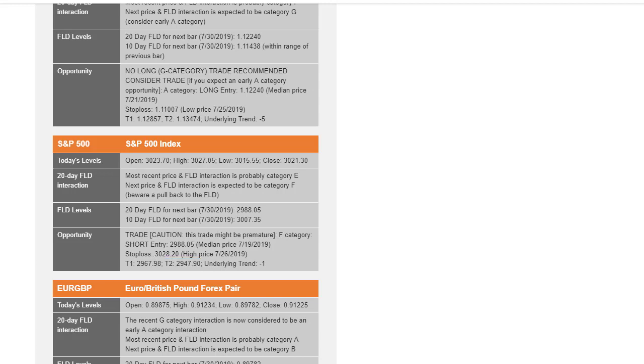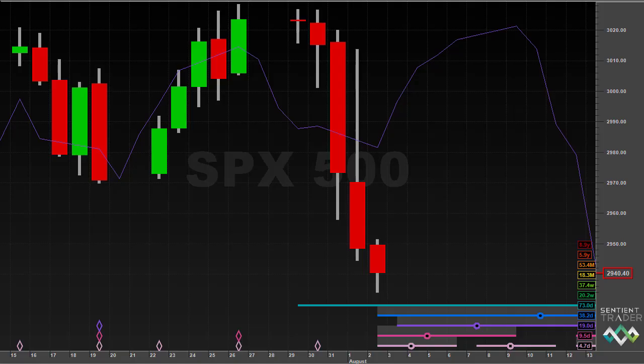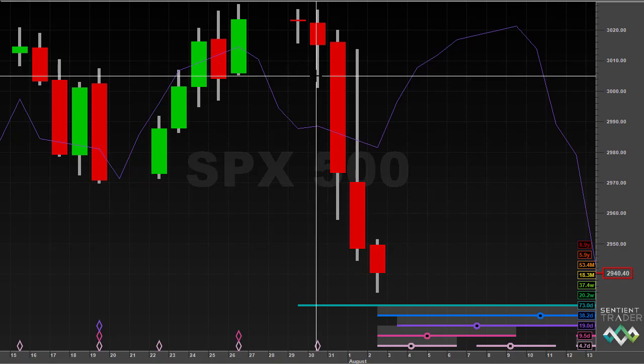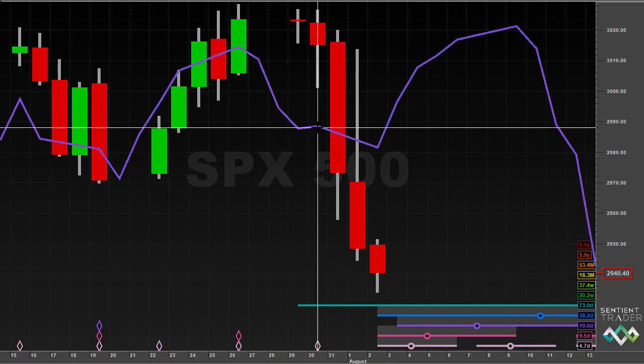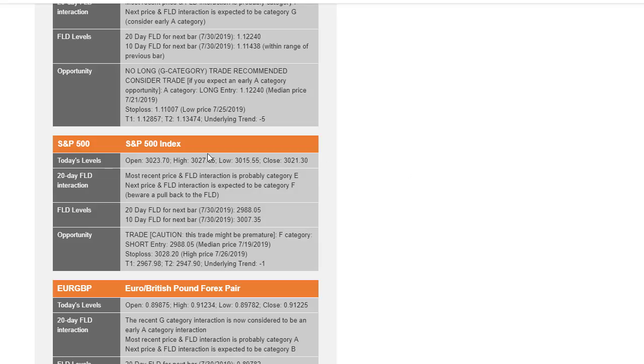29.4790. And so let's go back to the chart, and you can see that on the 30th of July, price didn't come down to the FLD, which was over there. So we didn't in fact have an interaction with the FLD. So nothing happened. So we move forward to the next day.